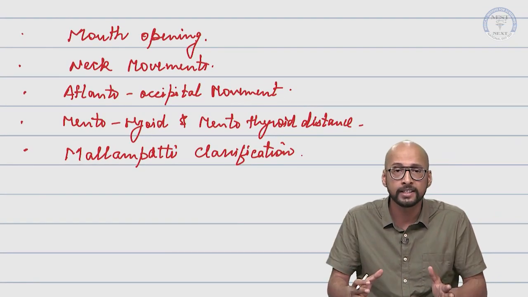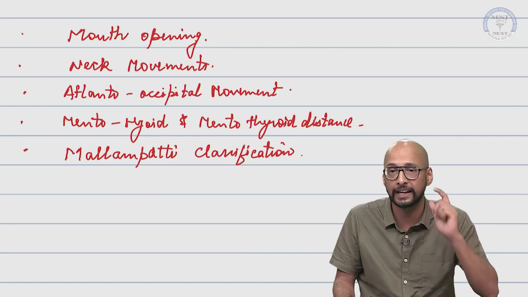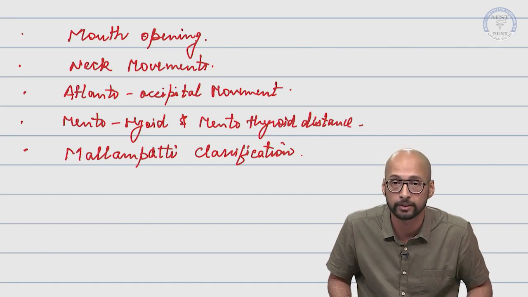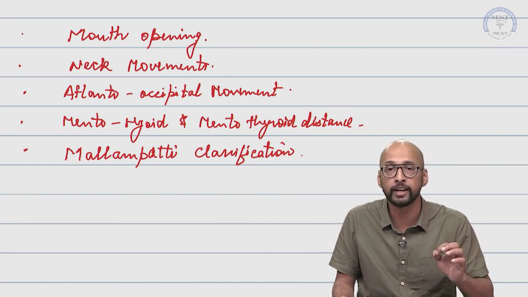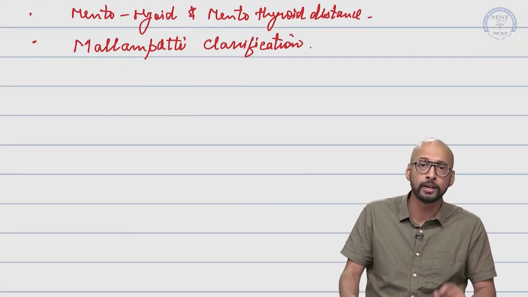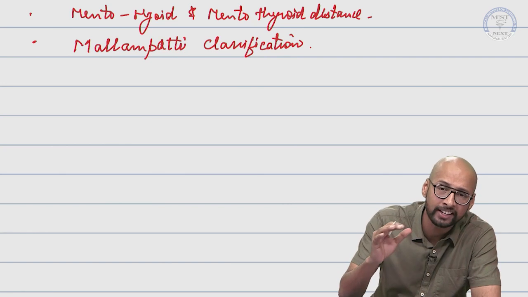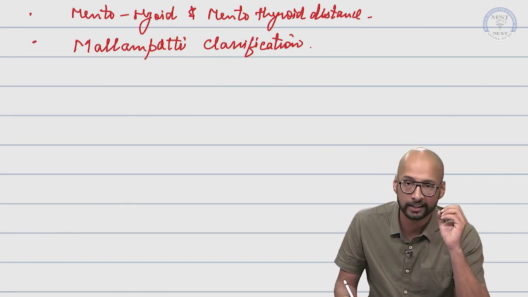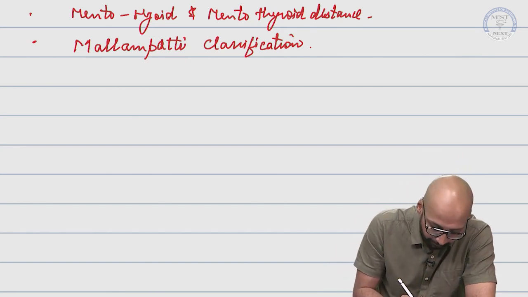So why are all these things important? I told you that we have to observe the mouth opening, the neck movements, the atlanto-occipital joint, the mentohyoid and the mentothyroid distance, and the Mallampati classification. All these are airway examinations, so that it doesn't become difficult for us when we intubate the patient for general anesthesia. Now in this criteria, everything is important, but Mallampati classification is even more important. There are different grades in Mallampati classification, basically starting from grade 0. So we will write down in a very systematic way so that it becomes easier for you to understand.